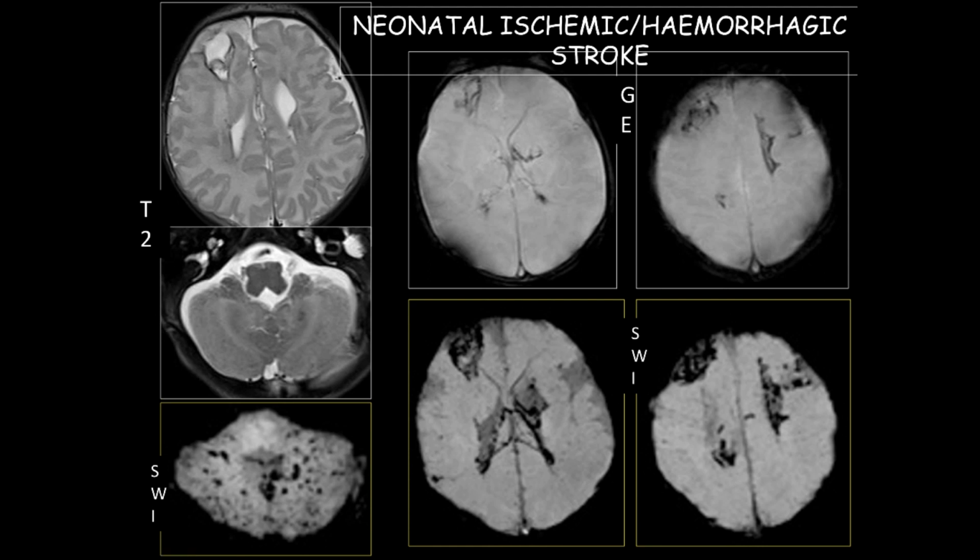But if we perform a gradient echo and, far better, a susceptibility weighted image, we can say that there's a lot more to say. We can see hemosiderin staining in the right frontal region, in the right parietal region, and many other hemosiderin stainings in the left hemisphere. Perhaps the most striking image is the one we acquired in the cerebellum, because here we can see many microbleeds.